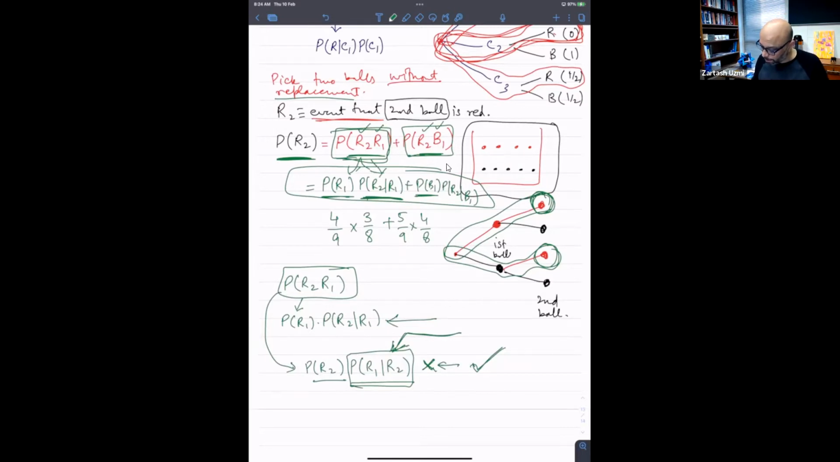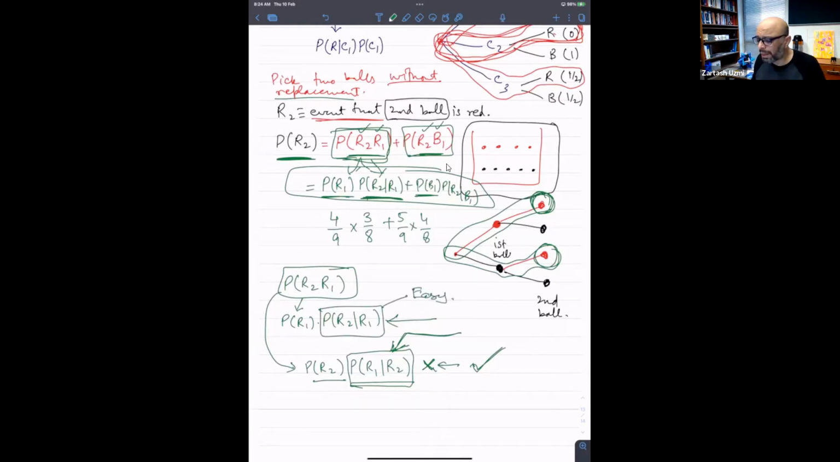ठीक है? मैं यहाँ पे कह रहा हूँ कि the second ball is red. Now tell me what was the probability of the first ball was red. So you pick the first ball first and second ball later. Knowing that the first ball is red, it's very easy to calculate the probability of R2 given R1. ये चीज calculate करना बहुत आसान है. Easy. Why is it easy?